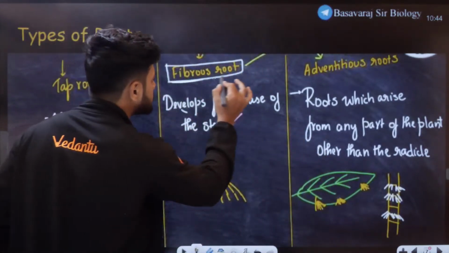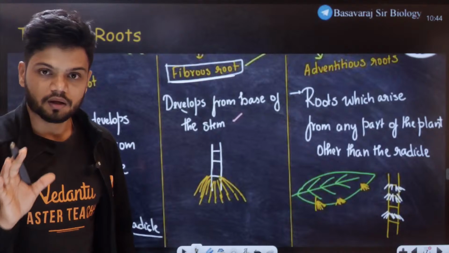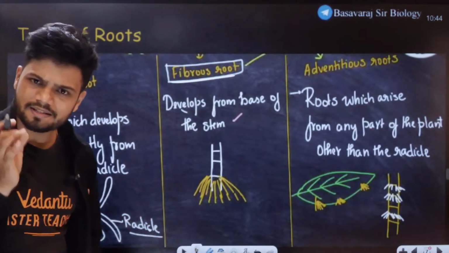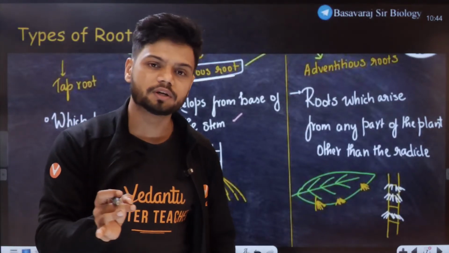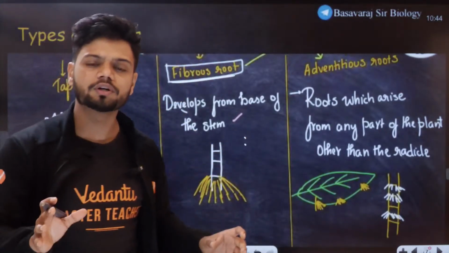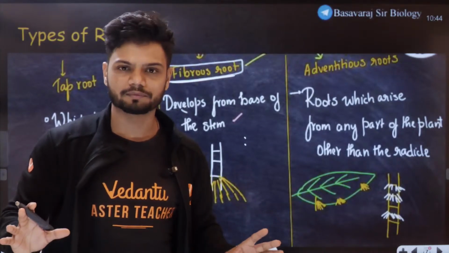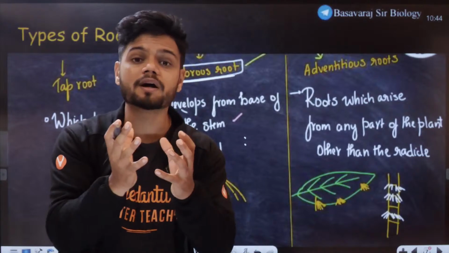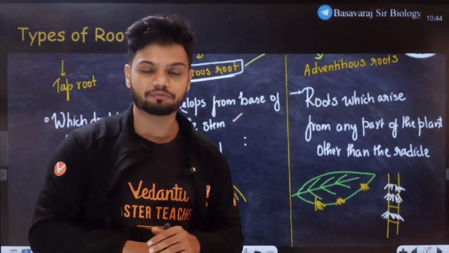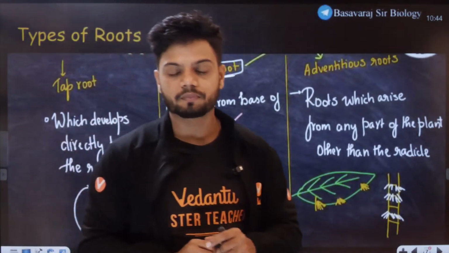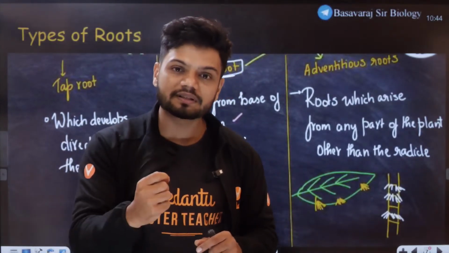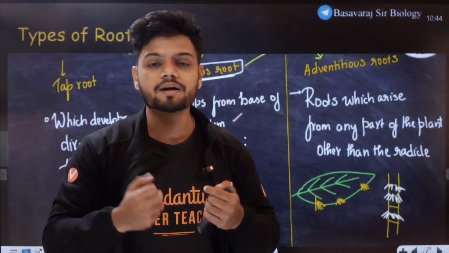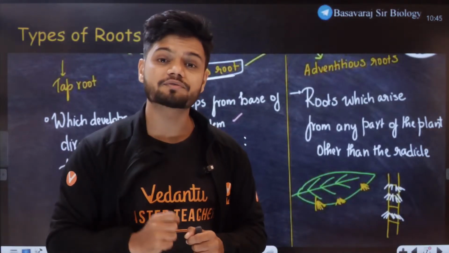Now, what is a fibrous root? Understand, all of you. In the case of fibrous roots, there is a taproot, but the taproot here is very short-lived, and eventually the taproot is replaced by a bunch of roots. Listen to me very carefully. Even in the case of monocots, they have the taproot. But the taproot in the case of monocots is replaced by a bunch of roots, and that bunch of roots is called a fibrous root.